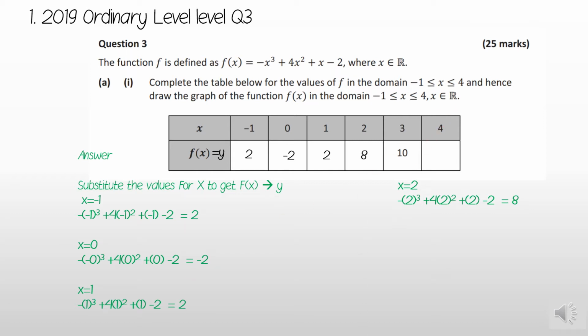So we're doing the same thing. We put in 4 every time there's an x, and then we put the whole thing in the calculator. We get an answer of 2. So we completed the table, and then the next part was saying draw the graph of the function.